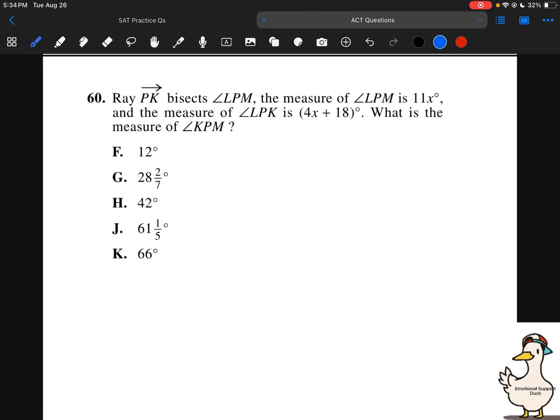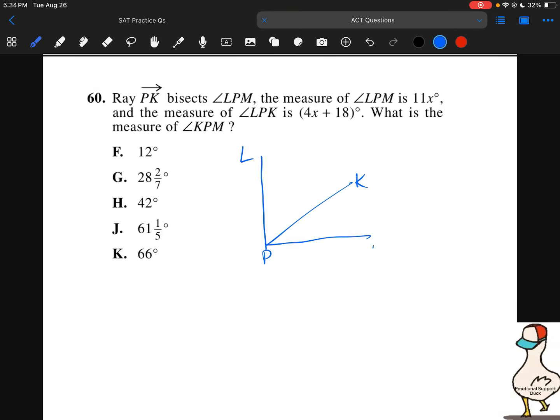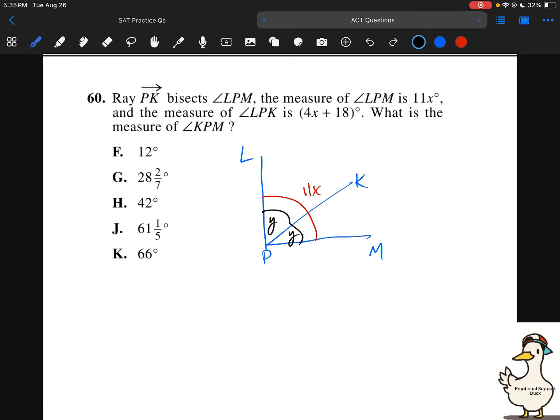So for this question, we're told that there's some ray PK that bisects angle LPM. Whenever something bisects an angle, that means you're cutting the angle perfectly in half, which means the angle here is equal to the angle here. So let's call this Y, and let's call this Y. We know that LPM, which is this whole angle, so 2Y, is equal to 11x. And we know LPK, which is just Y, because we go from here to here, is 4x plus 18. And so what is KPM?